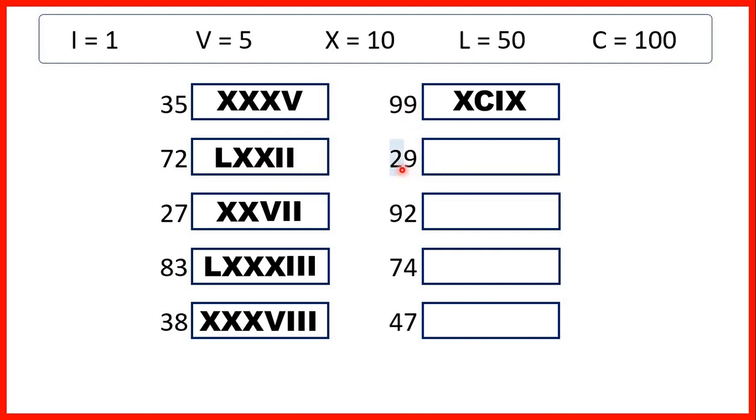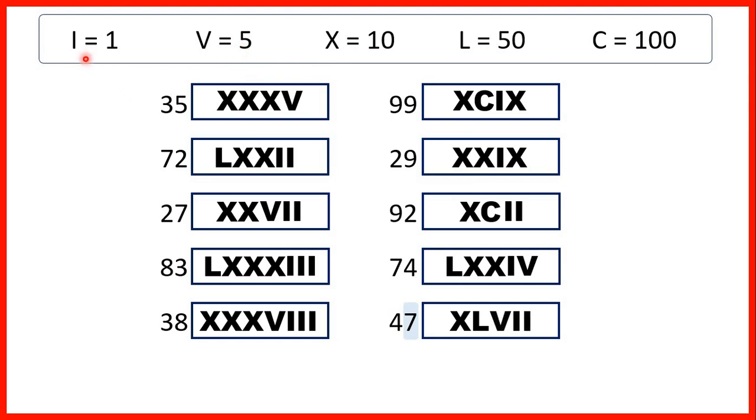So now for 29, 20 is 2 10s, and then 9 is 1 before 10, so that's I before X. For 92, 90 is 10 before 100, so X before C, and 2, we can write 2 I's. For 74, 70 is L and then 2 X's, and then 4 is I before V, because that's 1 before 5. And finally, we have 47. 40 is 10 before 50, so X before L, and then 7 is VII, because that's 5, and then 2 1s to make 7.